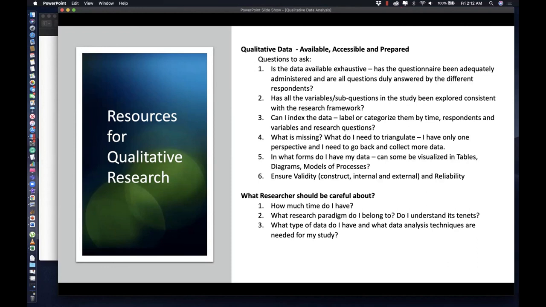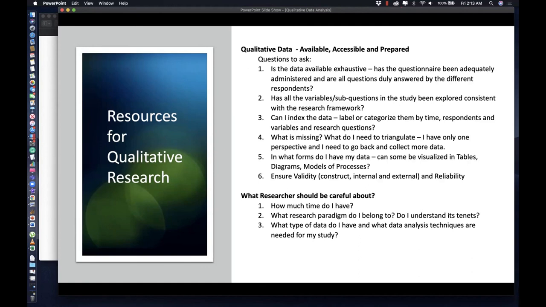Now, what is missing? What do I need to triangulate? I have only one perspective and I need to go back to collect more data. This sometimes happens, that you may realize that for a particular issue, you only have one perspective and you cannot use that one to carry out genuine analysis. So you want to get other people's views to shape the outcome of your analysis. You are asking yourself, this data I have, can I triangulate? Can I get other people to give their perspectives on it so that I can draw out new and fresh themes from a collective?